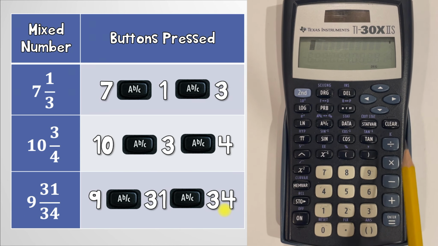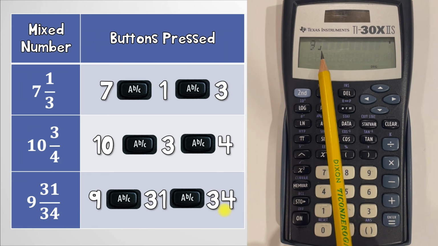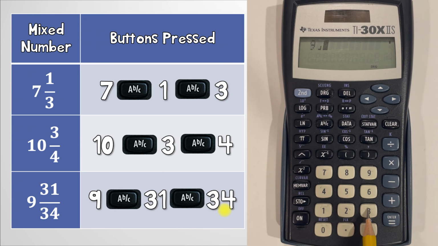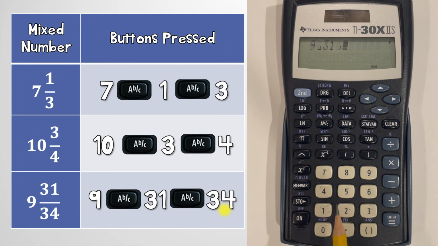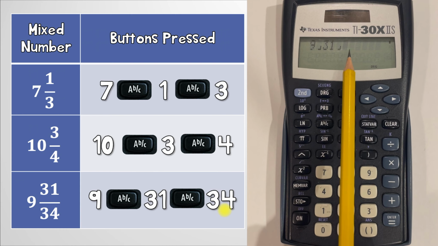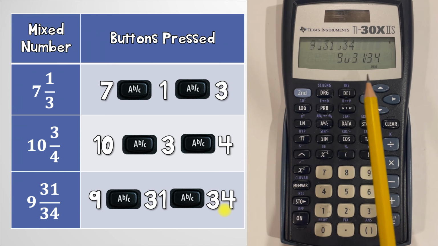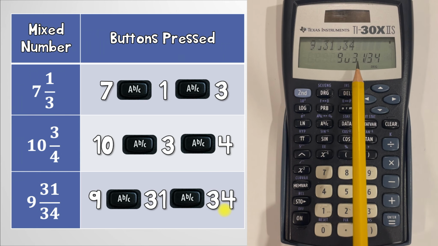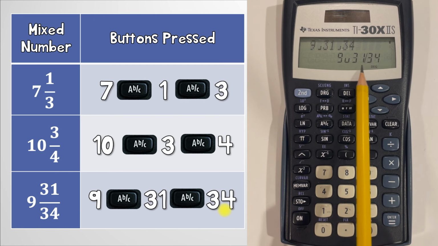Let's clear this. Then we'll enter 9, then ABC, that'll give us our first bracket, then 31, then ABC again, that'll give us our second bracket, and that's going to separate our numerator from our denominator, which we're going to enter now, which is 34. Hit enter, and it shows it just like this. 9 whole units and 31/34 of a unit, or 9 and 31 over 34.